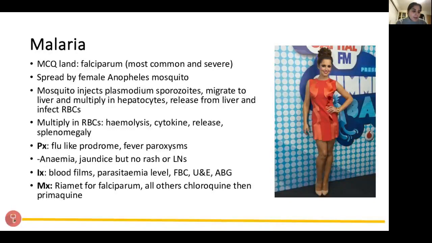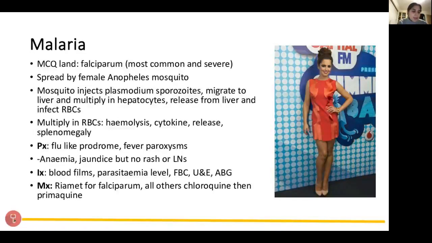because they multiply. You get splenomegaly because of red blood cell sequestration. So you also see things like hemolysis and cytokine release, and that's what makes people feel really, really unwell. The patient comes in and says, oh, I had a bit of a flu before. And that word, paroxysms, is when people get a fever that ebbs and comes and goes. So they'll have a bit of a fever and then it will go and they'll have another fever again. It's usually on alternate days, and then they find that they're shivering, and then they're really hot, and then they sweat as their temperature falls.